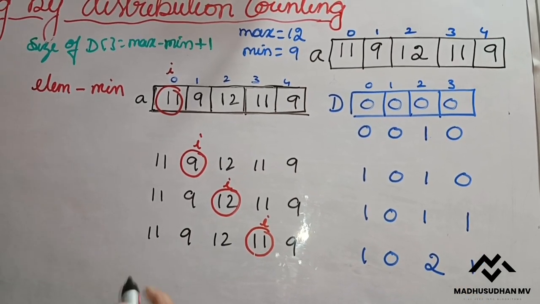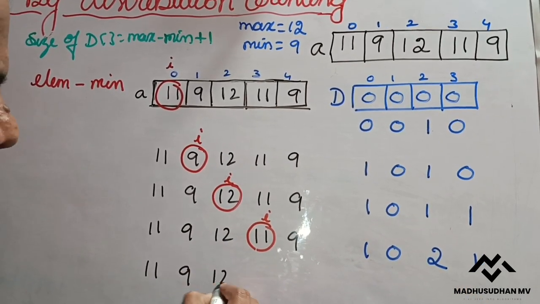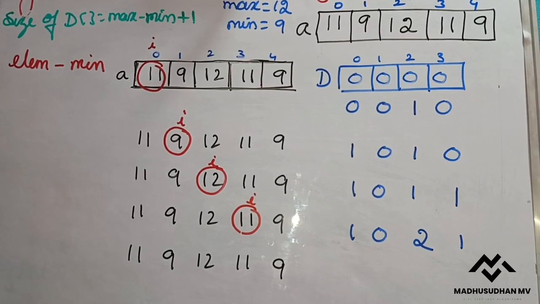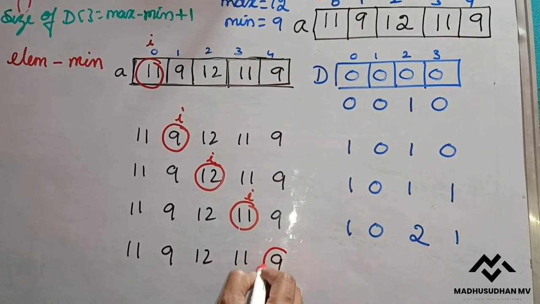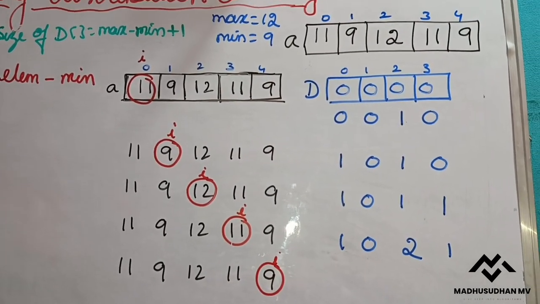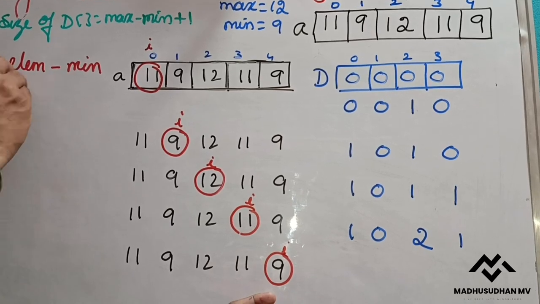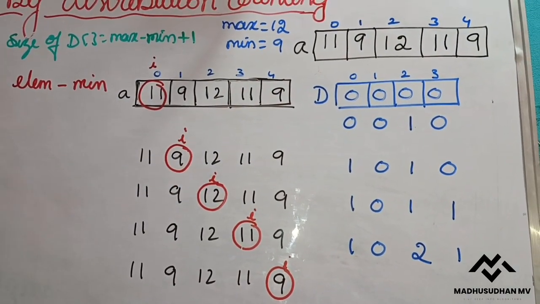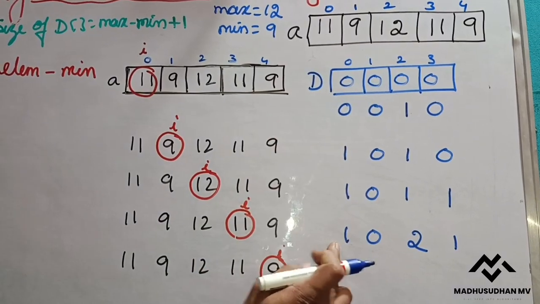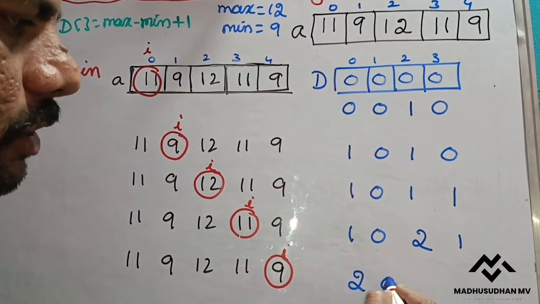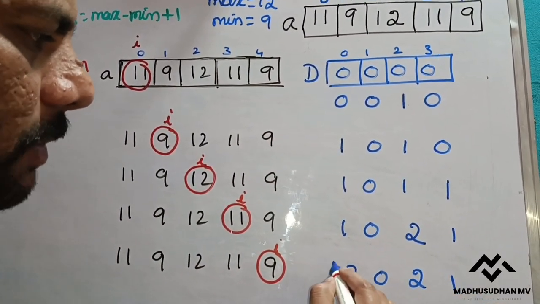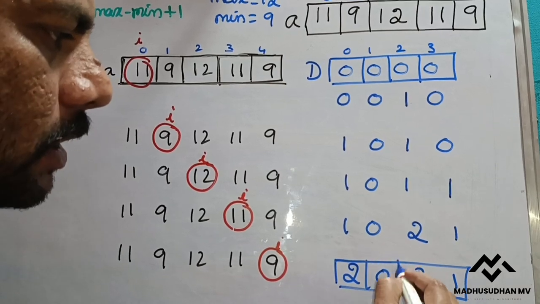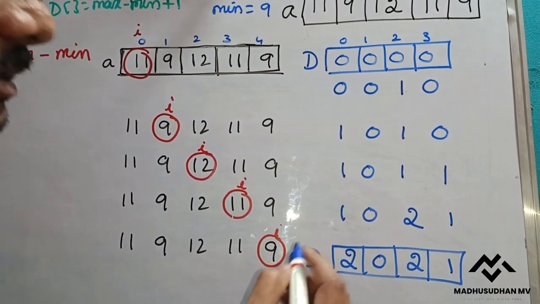Next I will take the next element. The next element in my list is 9. That is the last element in this example. This is my ith. Again, element minus minimum: 9 minus 9 is 0. In the 0th position, right now it is 1, and I am incrementing it. So we get 2, 0, 2, 1. This is my final distribution, the frequency of occurrence.